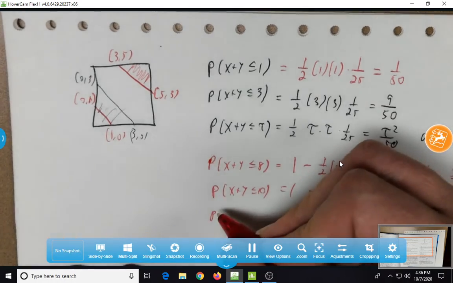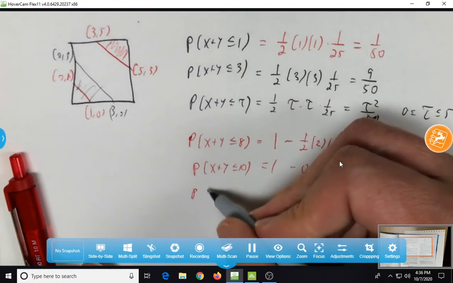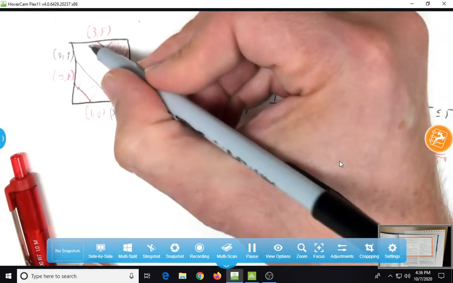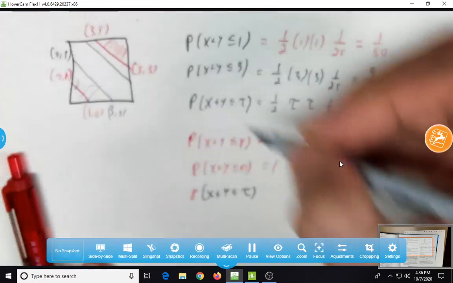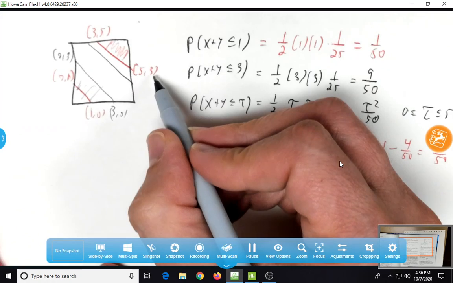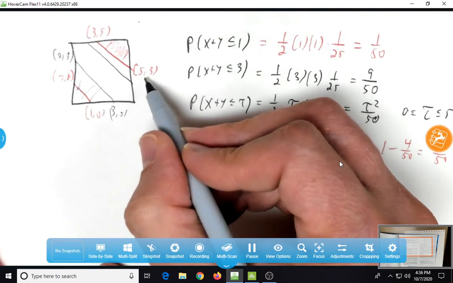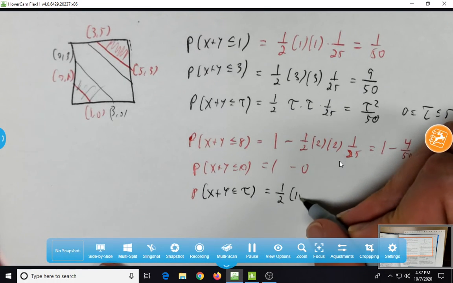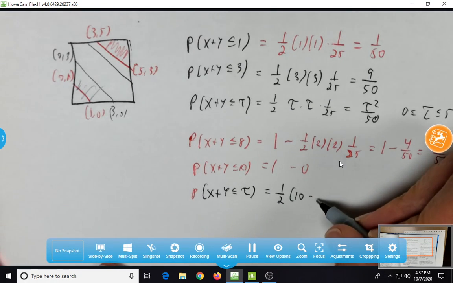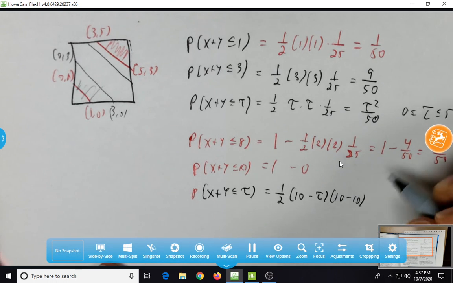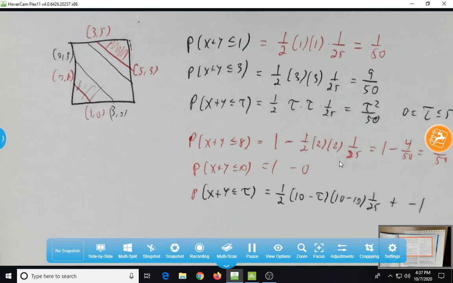And if I wanted to find the probability that x plus y is less than or equal to tau, well, if I have a tau here, what I'm going to have is these two numbers added to tau and then subtract it from 10. So the area of the triangle will be 1/2 times 10 minus tau times 10 minus tau times 1 over 25th, and then I need to subtract that from 1.